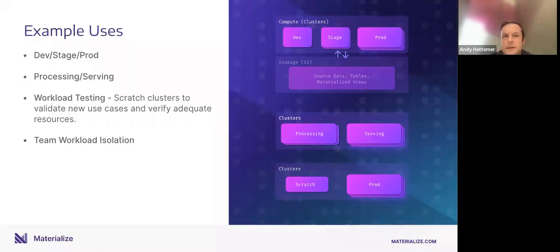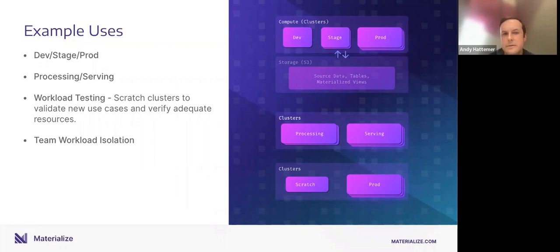Here are some examples of how people are using clusters in the compute layer. So you can separate clusters for development, staging, and production environments. That's a pretty common one. You can set up a cluster to handle the processing of raw data, and then a separate cluster to handle just the last mile joins and serving of that data. I'll talk a little bit more about that in a minute.